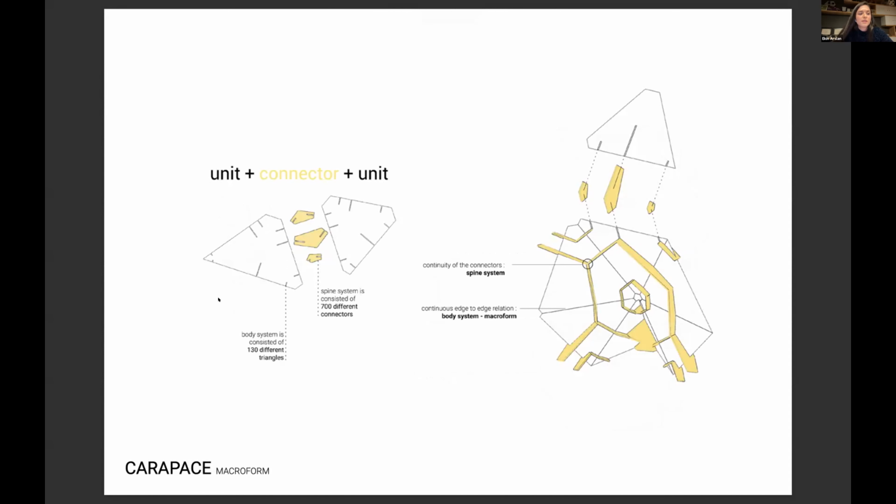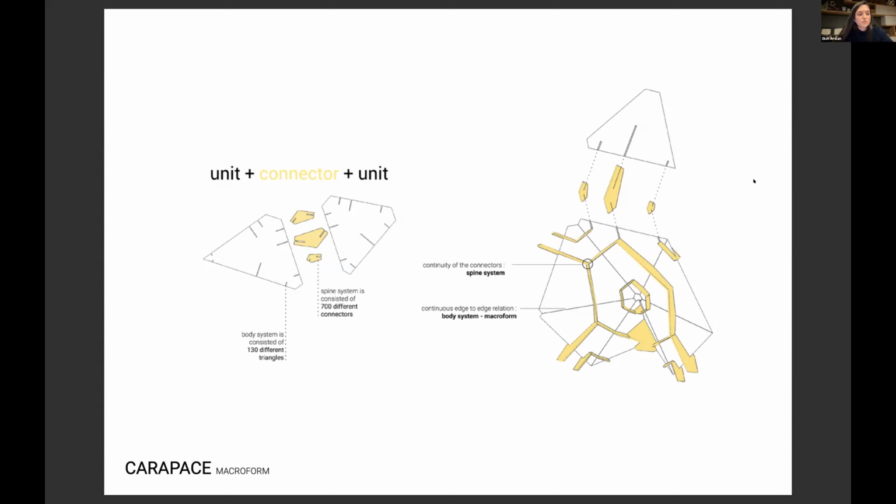The body consists of 130 different units and the spine consists of 700 plus different units. Each body unit has 3 connectors on its 3 edges. With these continuous connectors, we obtain the spine system. Body units creating the macroform have a continuous edge-to-edge relation, while connectors create a continuous spine.